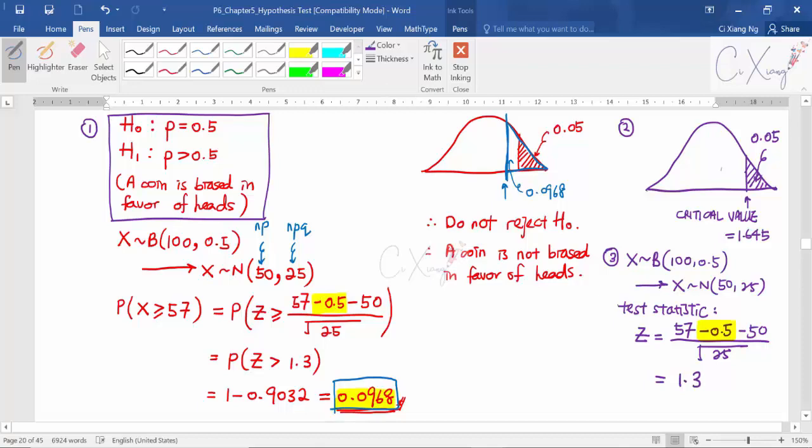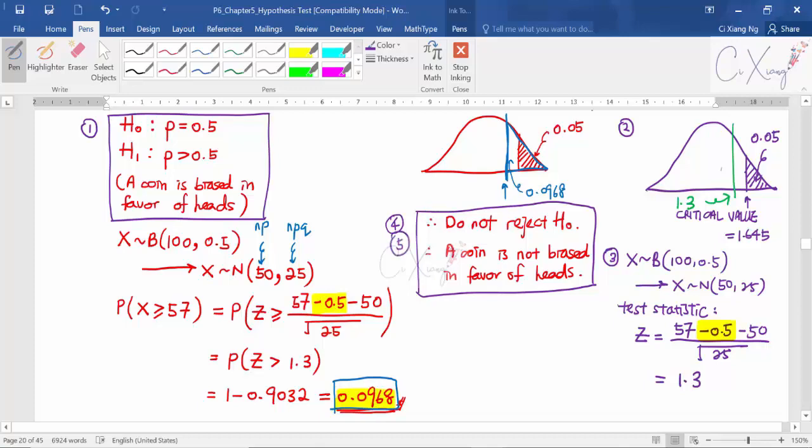So the 1.3 here will be your test statistic. What happens to the test statistic? You need to put your test statistic into the graph to decide. Now 1.3, because you know that the critical value is 1.645, so the 1.3 is before 1.645. Correct or not? So the test statistic falls in the acceptance region. Therefore, you do not reject the null hypothesis. After you decide, you copy back the decision and also the conclusion. So this is step number 4 and 5.